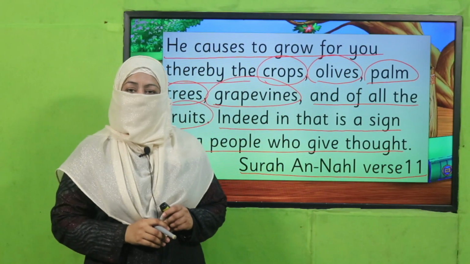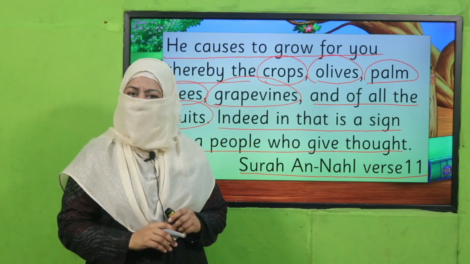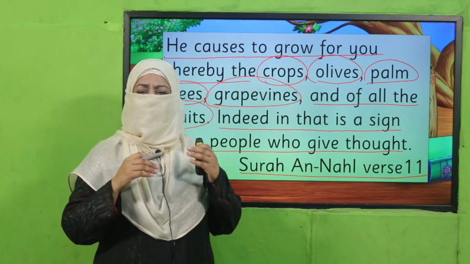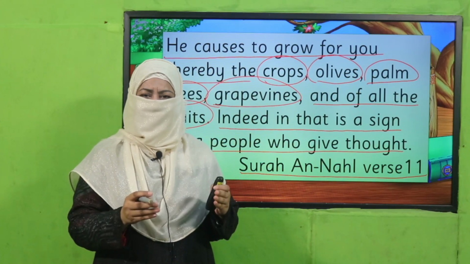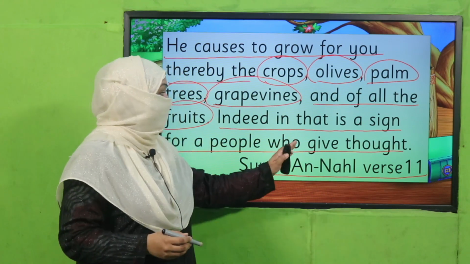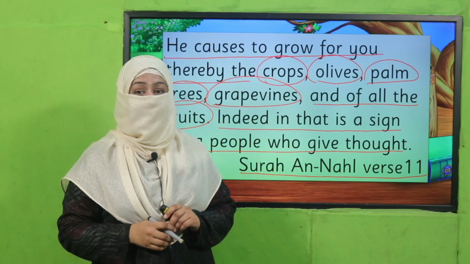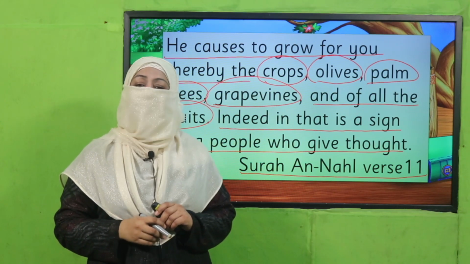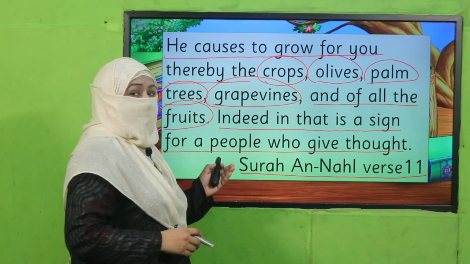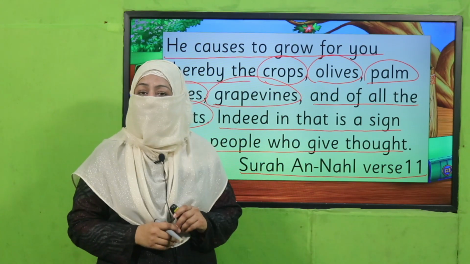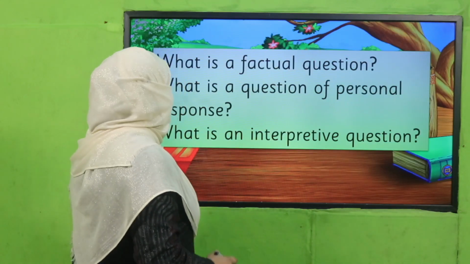Yes, my dear students, as I told you, this beautiful verse tells us about the power of Allah subhanahu wa ta'ala. Allah has blessed us with many fruits. They are different in their color and different in their taste. This is a sign for the people who understand. So Alhamdulillah, we understand it. That's why we say Alhamdulillah for all the blessings, right? And in this lesson, in this story, we are learning about a garden. So let's continue. Before that, let's revise.